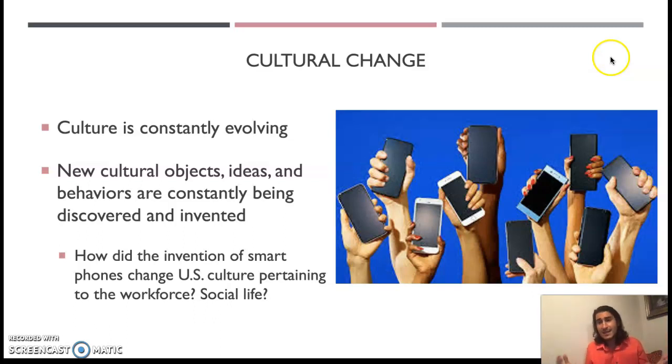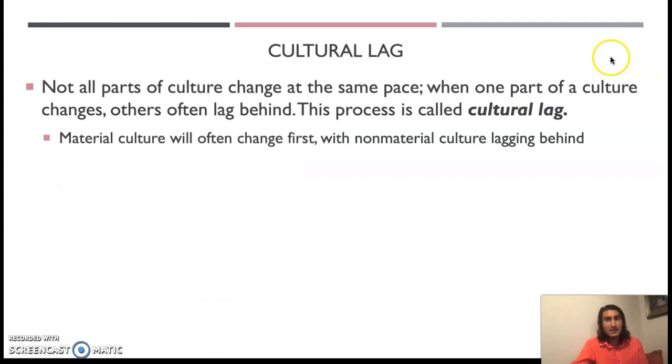And that's just one example of how society and culture, the objects that we use and the meanings that we attach to them, are constantly evolving and in flux. However, not all aspects of culture change at the same pace. Oftentimes, one part of culture will change, and then it will take a lot of time, oftentimes several years or even decades, for the rest of society to adapt to that cultural change. And this process is referred to as cultural lag.